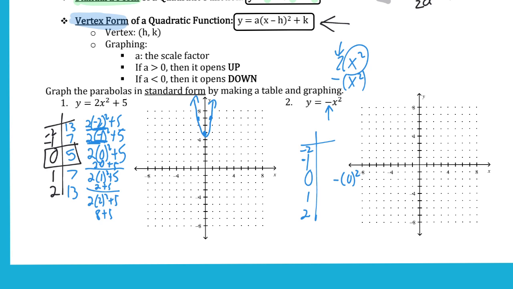So 0 squared is 0, slap a negative is still 0. 1 squared is 1, and then bring down the negative is negative 1. 2 squared is 4, and then bring down the negative is negative 4. Negative 1 squared, and then bring down the negative. So negative 1 squared is 1. Bring down the negative is still negative 1. You don't do the minus and negative first. You square it, and then you multiply by negative 1. So you square negative 2, you get 4, and then bring down the negative. So it's negative 4.